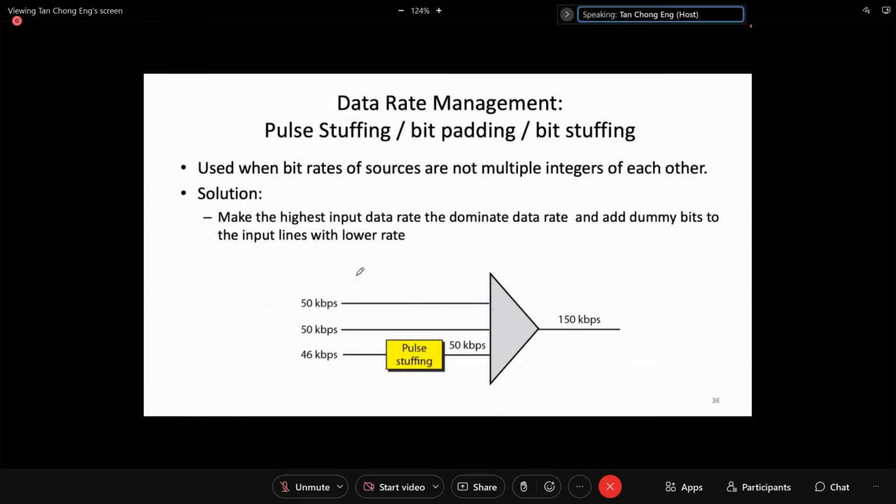And then we can also do pulse stuffing, bit padding, or bit stuffing, depending on what is missing. For example, you compare this line, this is 50, the other one is 46. There is some lacking, so you can patch another 4 kilobit into this 46. Then you will get 50. Same as the others, so they can be multiplexed. These are the techniques we call pulse stuffing, bit padding, and bit stuffing.